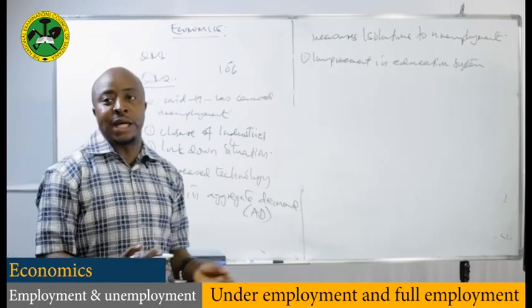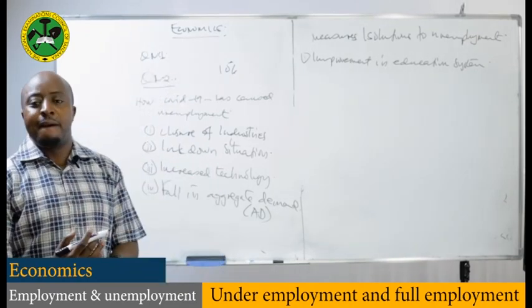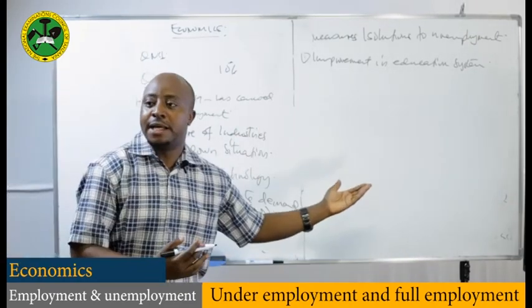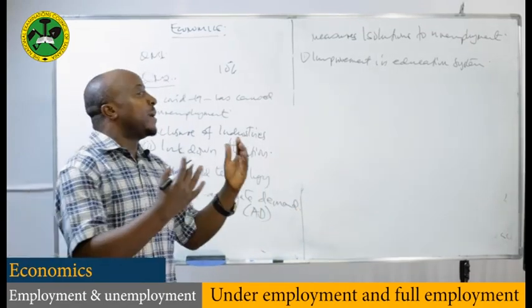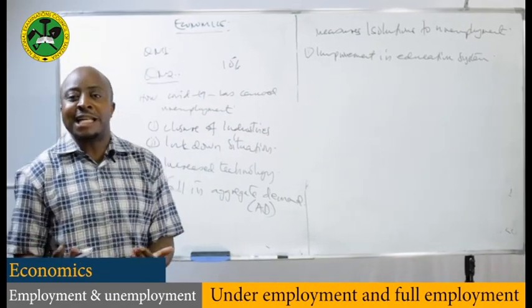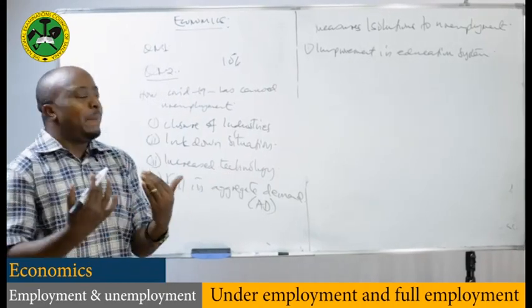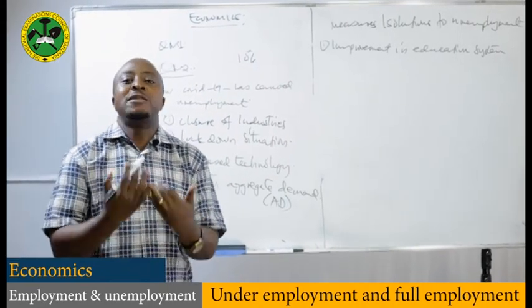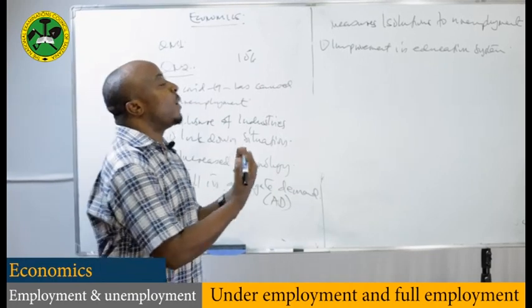White collar jobs means official work. Someone is studying engineering, but is also waiting for employment. Someone is studying certain entrepreneurship skills, but waiting for employment. That means the education we are getting is not preparing us for self-employment. It is preparing us for being employed somewhere.